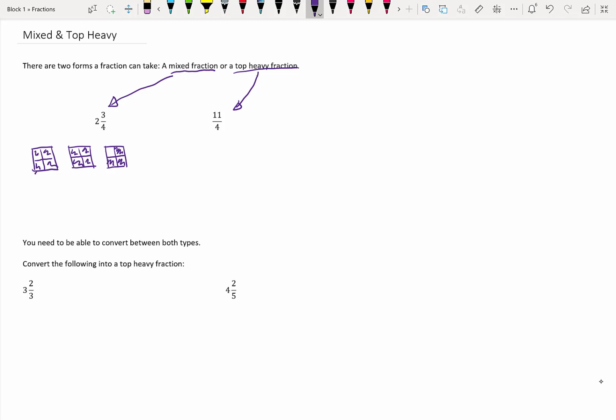I've got 11 quarters. And so again, if we think about what we've got, we're going to draw out 11 quarters. So there's 1, 2, 3, 4 of them. Another whole shape split into 4 quarters. So 5, 6, 7, 8, 9, 10, 11. Okay, and so we can see from our picture that we end up getting the same amount of stuff. And so those two fractions are worth the same amount, just written in different forms.